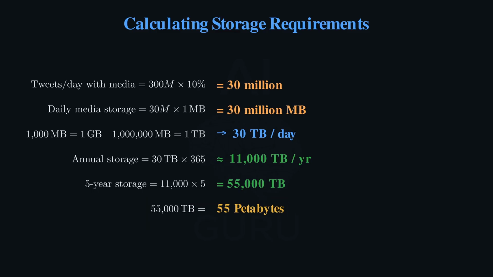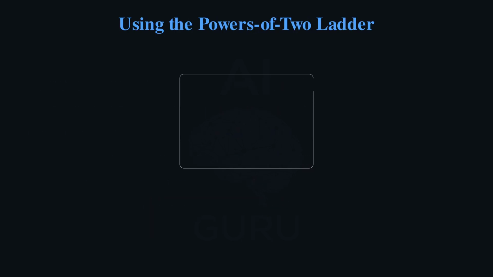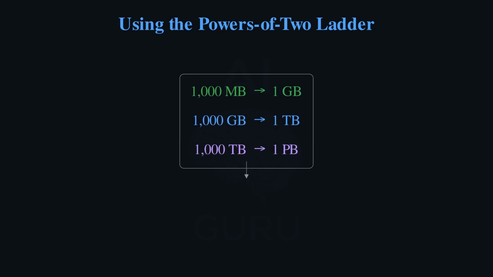Exactly. So take our 300 million tweets. What's 10% of that? 30 million. So we have 30 million tweets with media every single day, and each one is 1 megabyte. Okay, so 30 million times 1 megabyte is 30 million megabytes. Please, your power of 2 ladder. Okay, a million megabytes. Well, 1,000 MB is a GB. A million MB is a TB, so 30 million megabytes is 30 terabytes. Spot on. 30 terabytes of new media generated every single day.